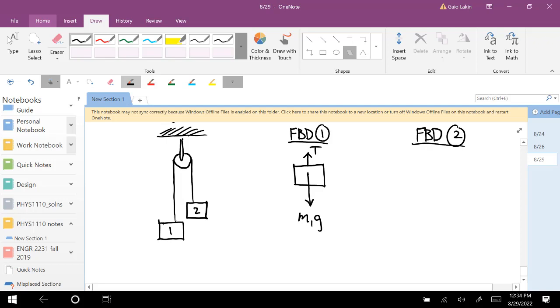And then for box 2, you have a weight force down, M2 g. The force applied by the cable has to be parallel to the cable, so up or down. And it has to be away from the chosen body, so up. And since it's the same cable just going through the pulley, that's the same force T.